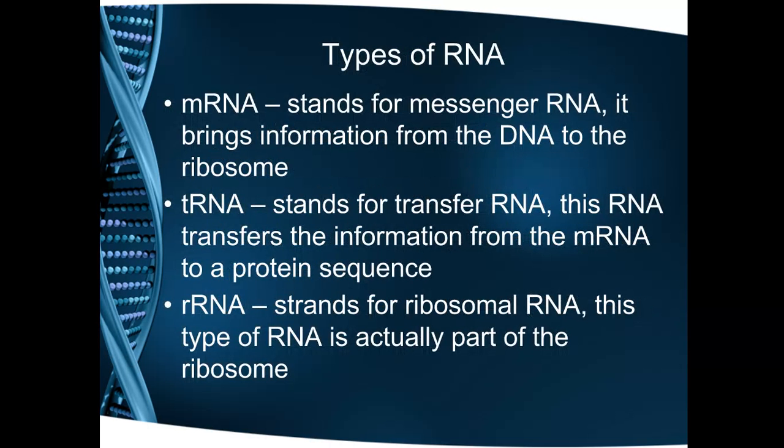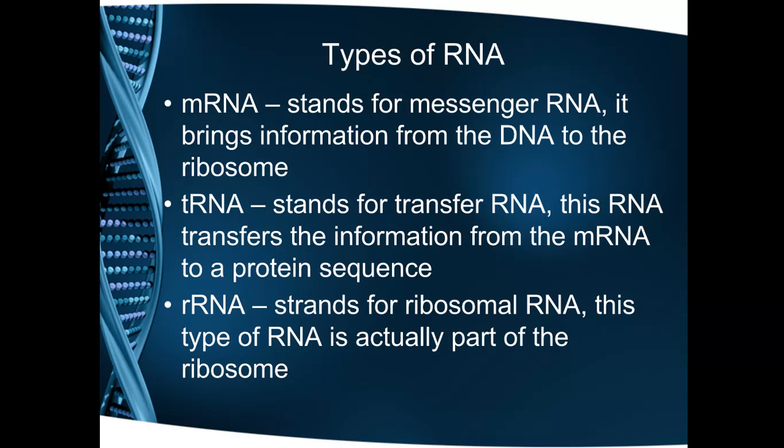Now, there's three types of RNA that we're ever going to talk about, and really one that we're really going to talk about. mRNA is messenger RNA. That's the one that you're going to hear about almost exclusively when we talk about it in class. The mRNA takes information from DNA in the nucleus and it brings it to the ribosome where protein synthesis is going to happen.